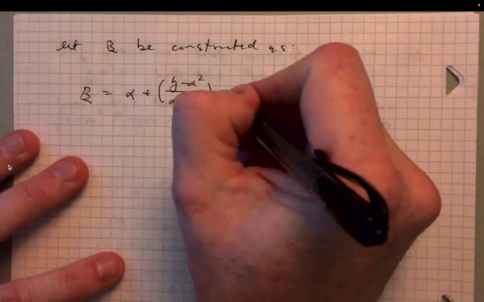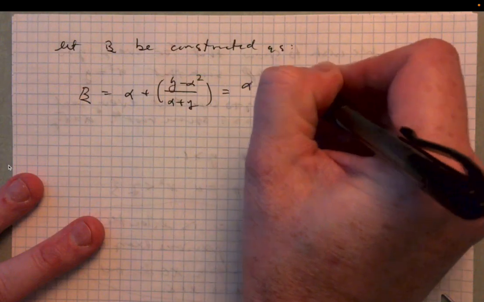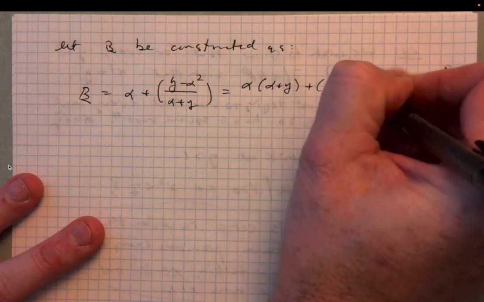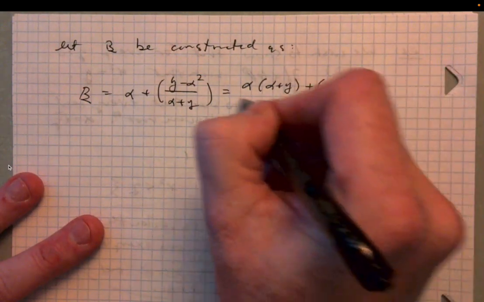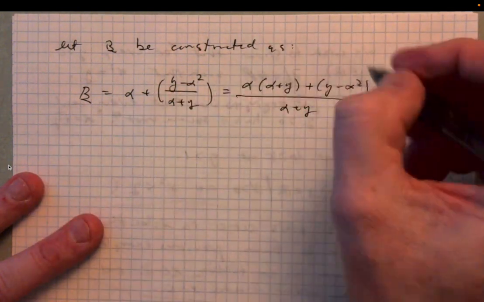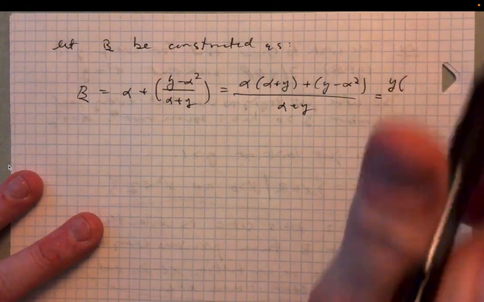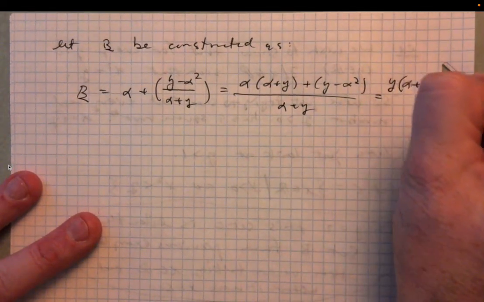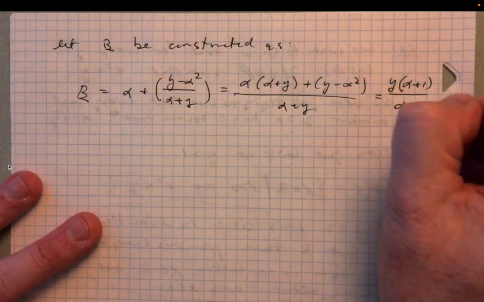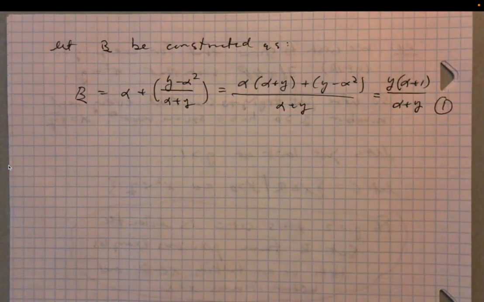All right, so we can run really the same algebra on this, and we'll have alpha plus y minus alpha squared over alpha plus y. Right, and that's all going to be equal to, and I'm abbreviating a few steps here, y times alpha plus 1 over alpha plus y. And I'm going to denote that as 1. We're going to come back to that.